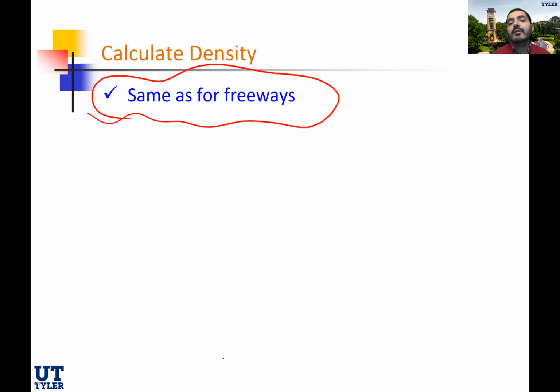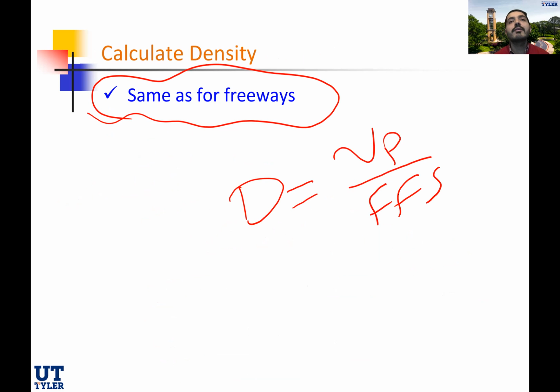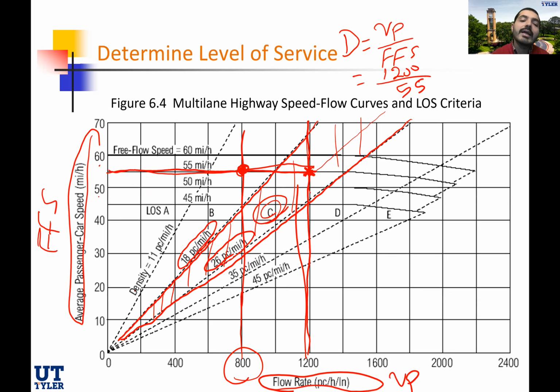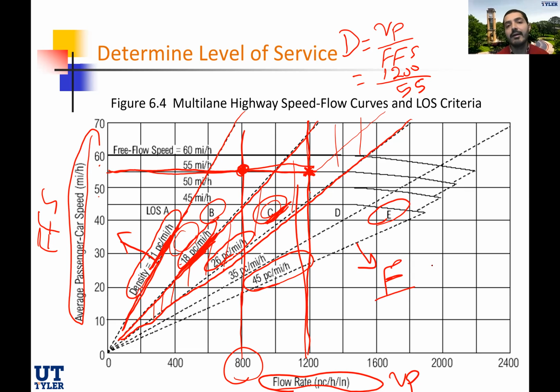Once you get the flow rate, you can say the density is equal to VP over the free flow speed, and that's how you get your density. From the density, as I mentioned in the freeway level of service, anything less than 11 passenger cars per mile per hour, so this line, anything 11 or lower, that's level of service A. Somewhere between 11 and 18, that is a level of service B. From 18 to 26, that's a C, and things go all the way down. If I have now 45 passenger cars per mile per hour, that's the level of service E, and anything more than that is a level of service F.